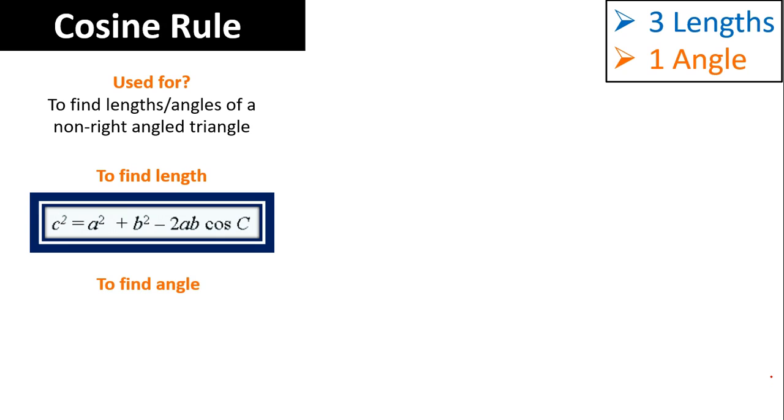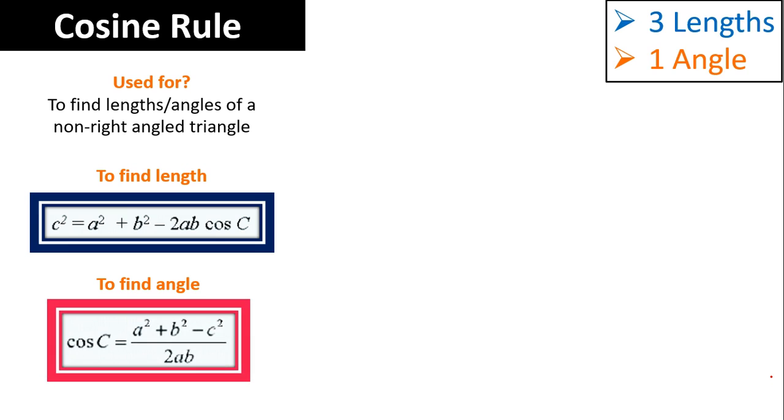But what if I want to find the angle? Let's say three lengths are available to me and one of the angles is missing. In that case, the formula is: cos C equals a squared plus b squared minus c squared, divided by 2 times a times b. Now, do not get confused. These are not two different formulas. It's the same formula, but only the arrangement is different.